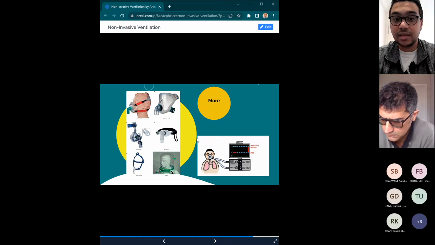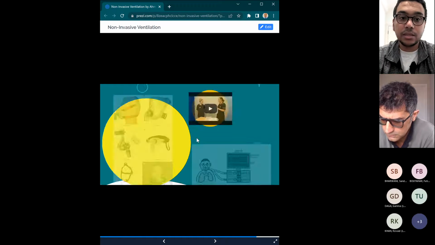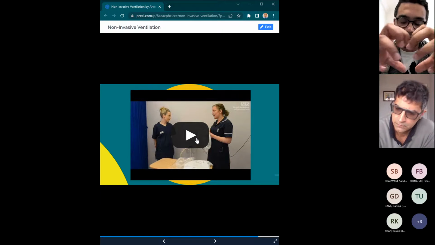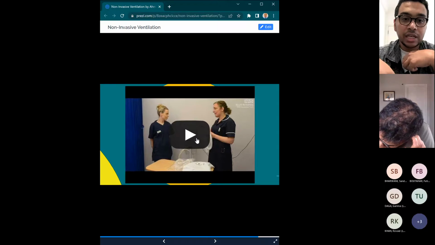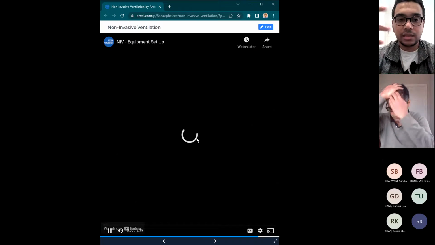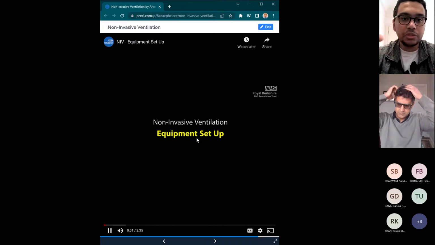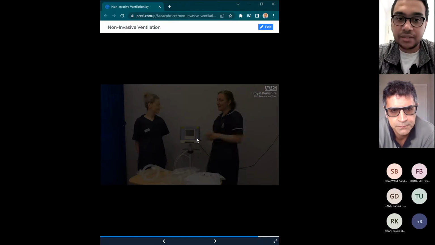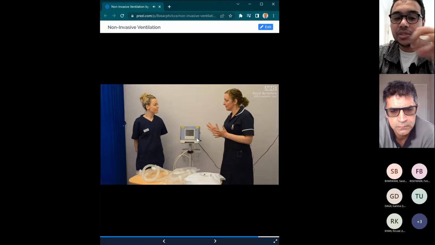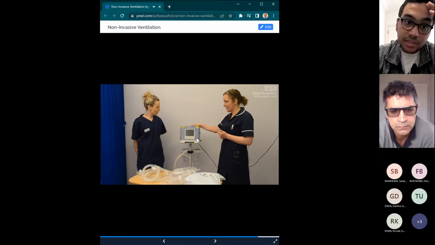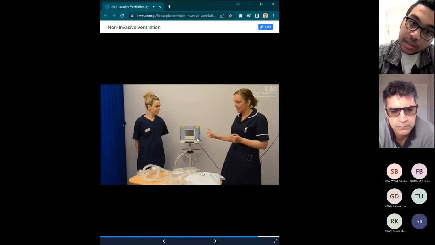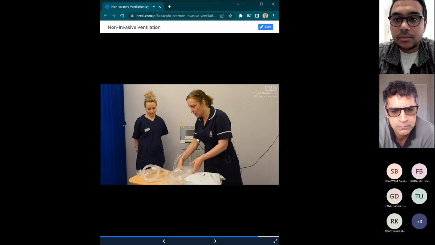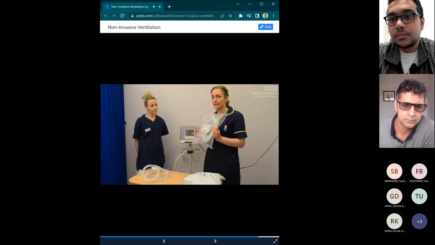These are the mask types, and this is a very quick video explaining the connections of the tubing, which is actually very good. To give you an idea about what we do and what kit we use, it might be a slightly different kit here, but we can demonstrate this or see it at the bedside. So first thing is our ventilator tubing.